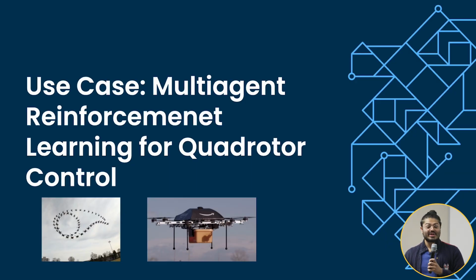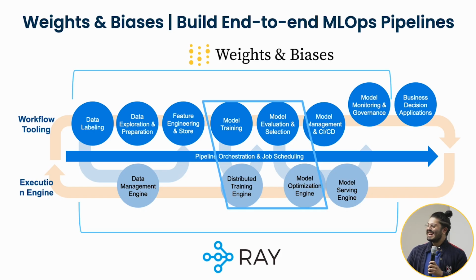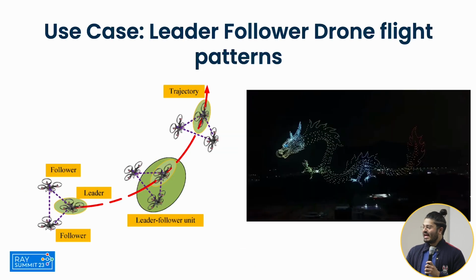But another use case that we can also talk about is multi-agent reinforcement learning for quadrotor control, aka how to fly your drone. Similarly to our last graph, it's the same workflow, but in this case, we're only looking at training itself. We're going to be looking at the concept of having one drone be considered the leader of all the other drones. And in the batch of all these drones, they want to independently understand the position of all the other drones around them, but still be able to follow the main leader one.